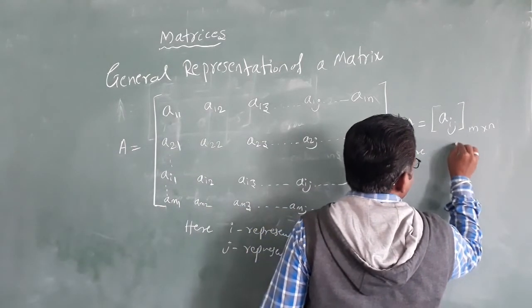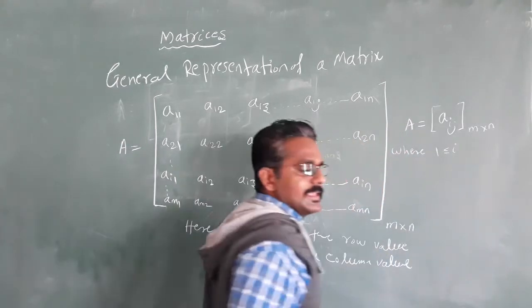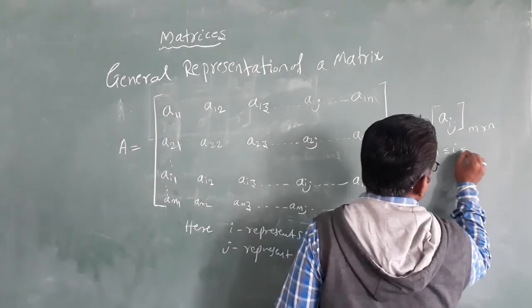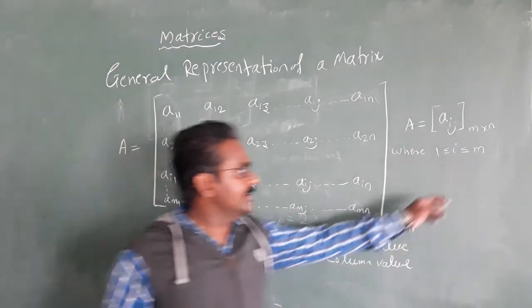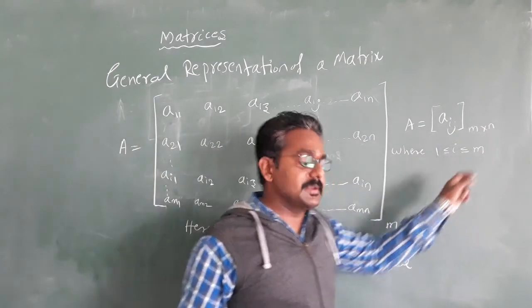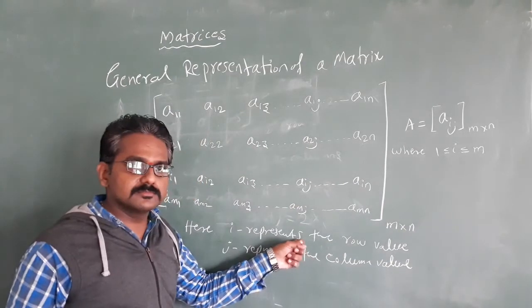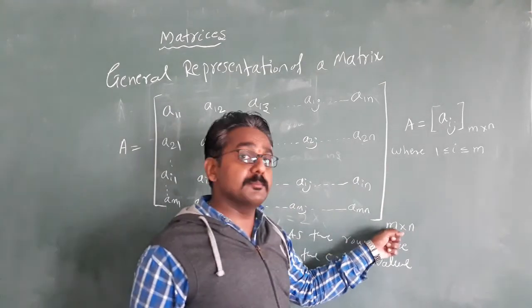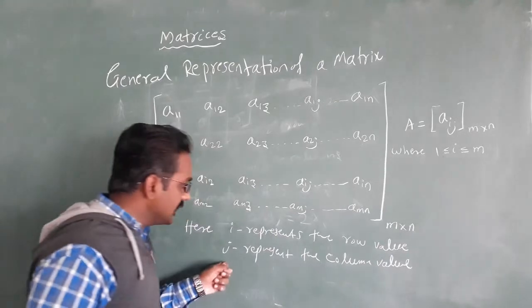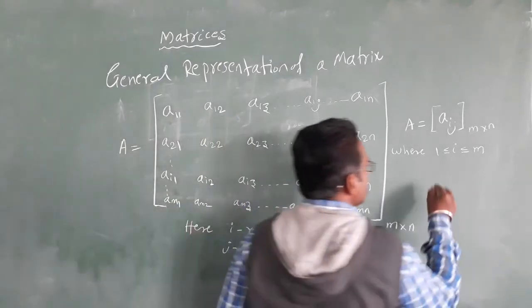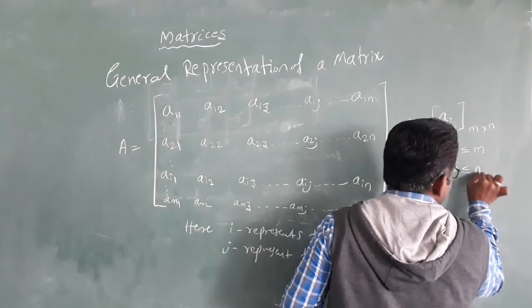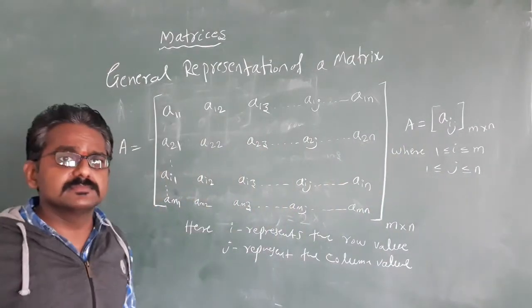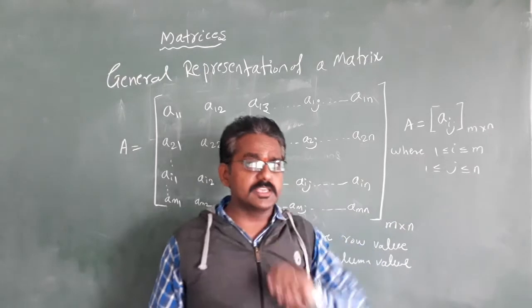Where i lies between 1 and m, that is, i is greater than or equal to 1 and less than or equal to m. i is related to m: i represents the row value, and m means the total number of rows. j represents the column, so I will write j greater than or equal to 1 and less than or equal to n. It always represents positive numbers only, keep in mind.